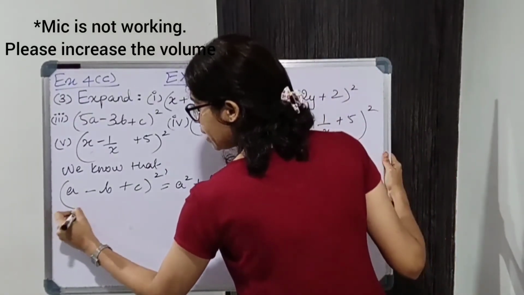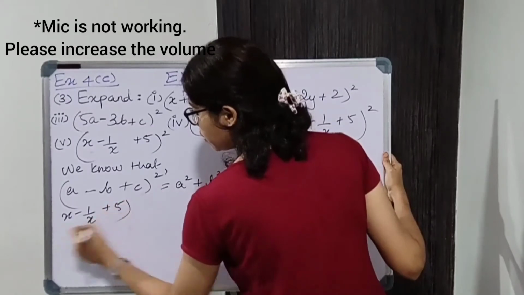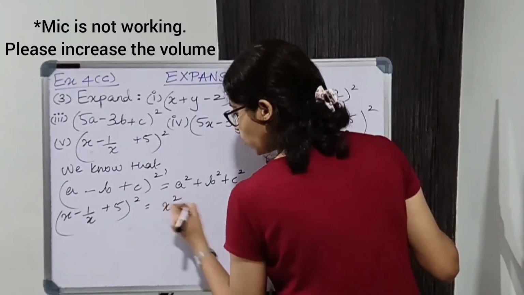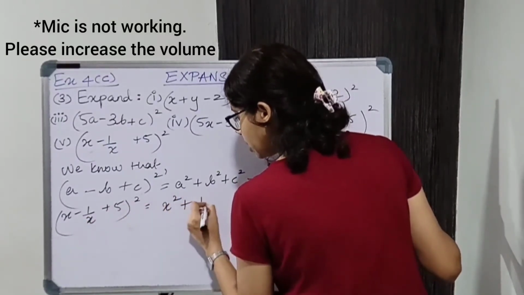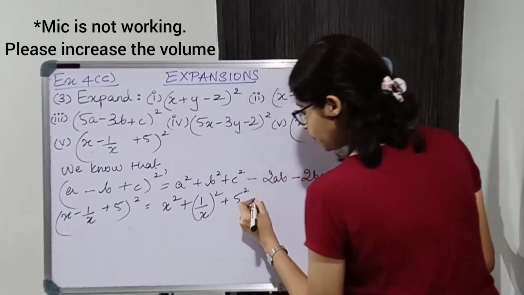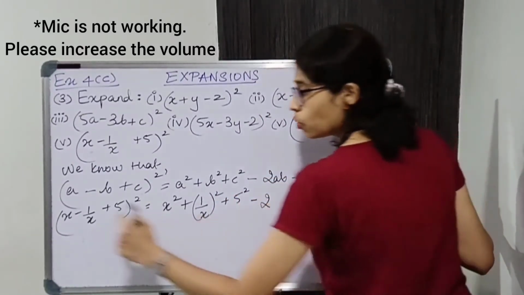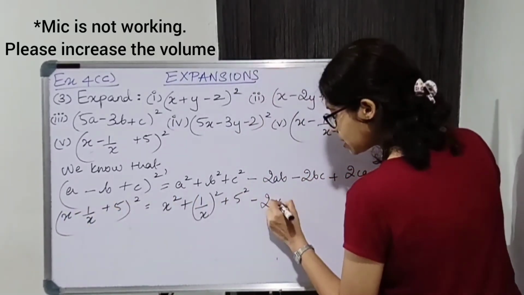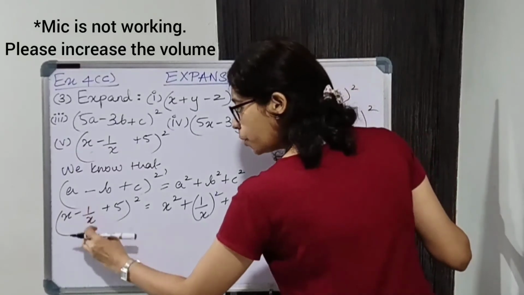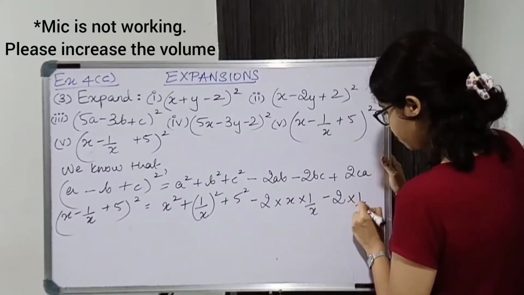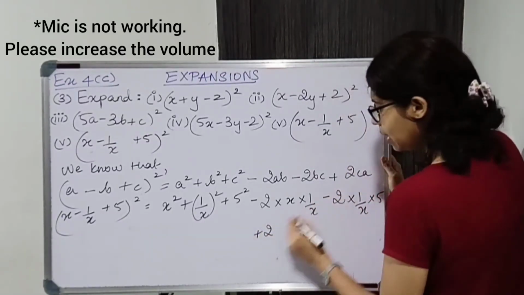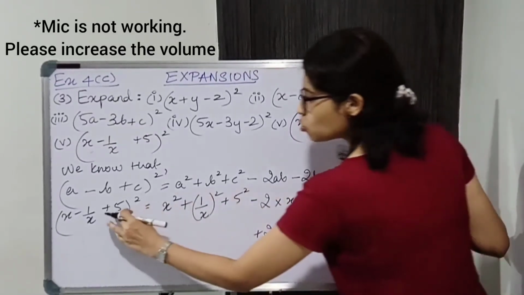Now (x - 1/x + 5) the whole square is equal to A square, that is x square, plus B is 1 upon x, so (1/x) the whole square. C is 5, so 5 square, minus 2AB, so 2 into x into 1 upon x, minus 2BC, that is 2 into 1 upon x into 5, okay, plus 2CA, so that is 2 into 5 into x.